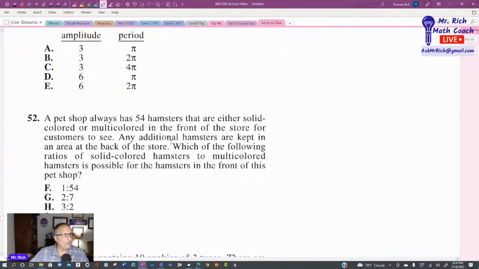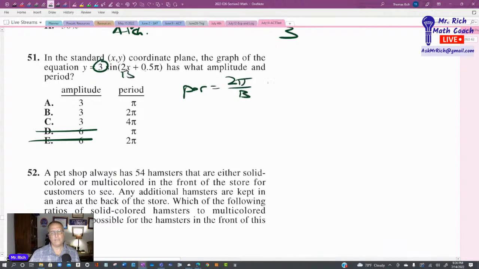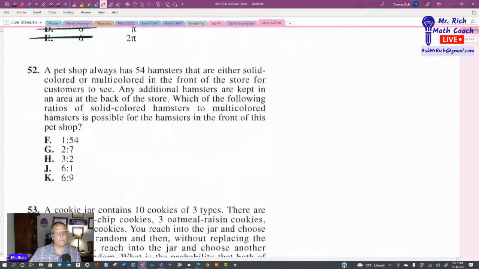So let's start with 51. In the standard xy coordinate plane, the graph of the equation y equals 3 sine 2x plus 0.5 pi has what amplitude and period? So amplitude is my 3. So those are out. And period for a sine and cosine is 2 pi over b. And that's my b. So that's 2 pi over 2. So it's pi. A, 3 and pi is the period.